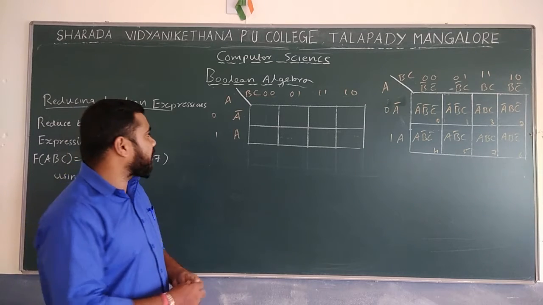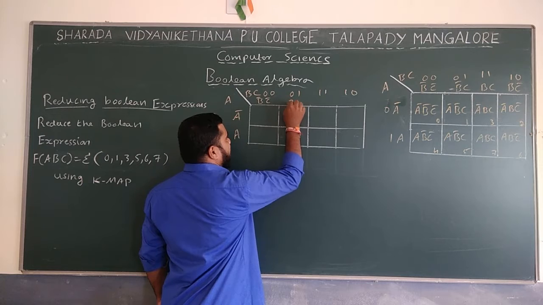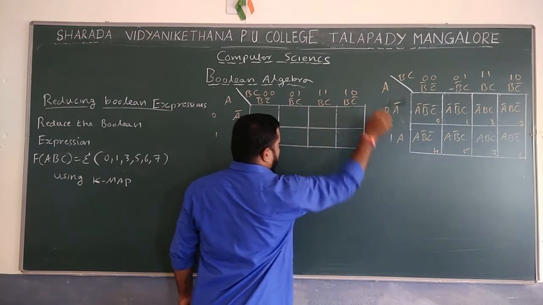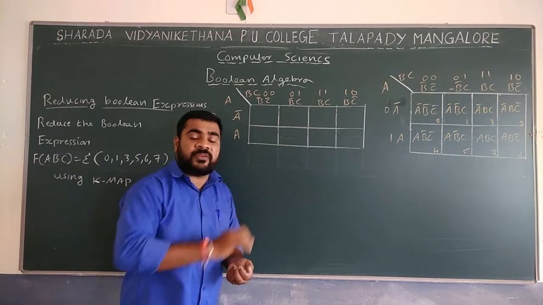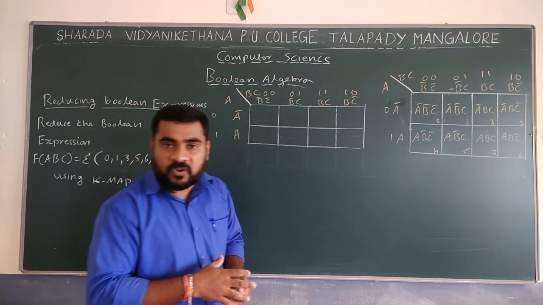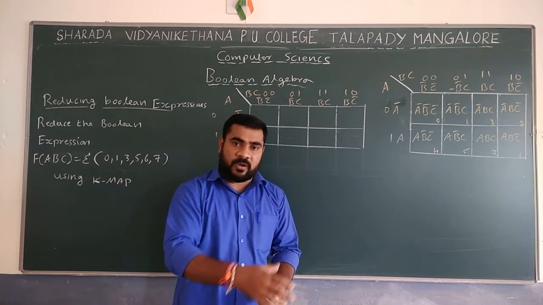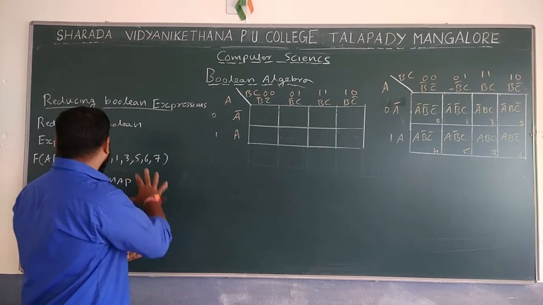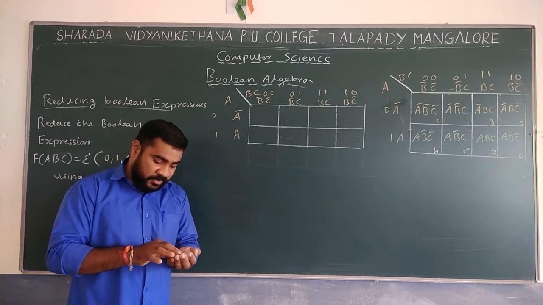After that, next we have B dash C dash, B dash C, B C and B C dash. I'm not going to explain how to write that because we discussed the same concept with C and D in case of SOP. We already discussed the 4 variable. So that is over. After that, take the example. In the example, 3 variables are given. So we have to mark that.